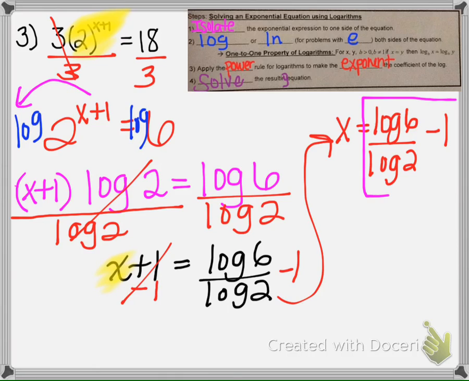So this would be our exact answer, and then our direction says, in addition, round that to the nearest hundredths place, 2 decimal places. So in our calculator, we would do log 6 divided by log 2, get an answer, and then do minus 1. And we would get about 1.58 for x.